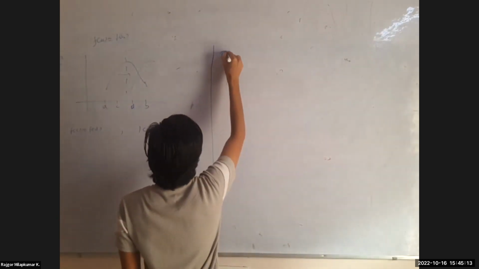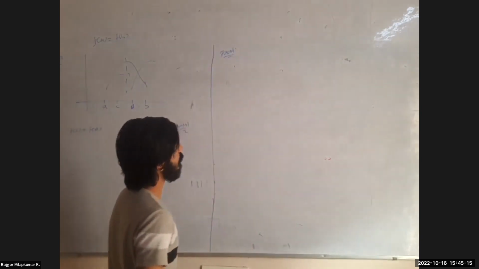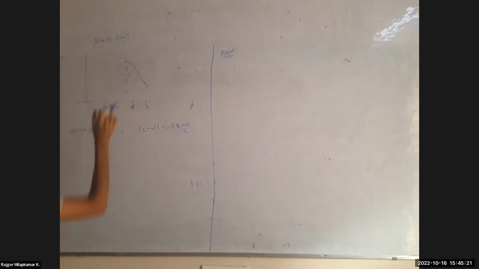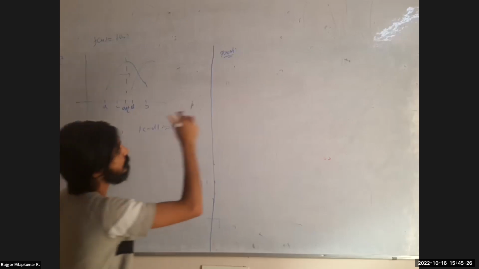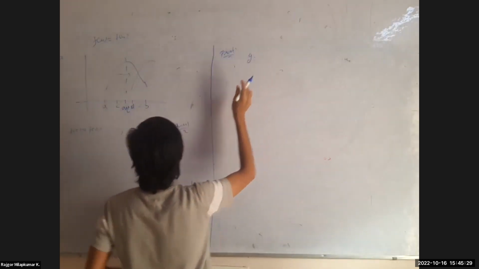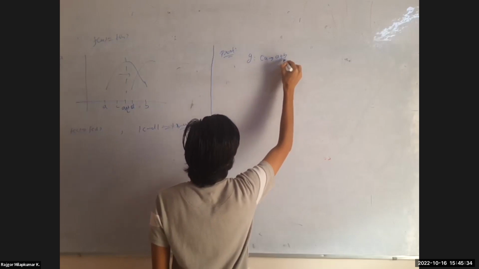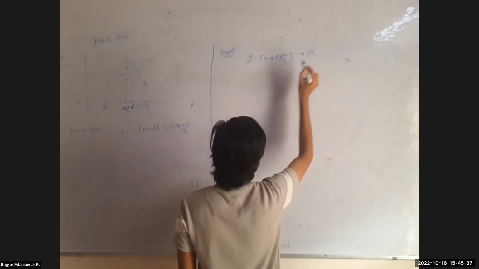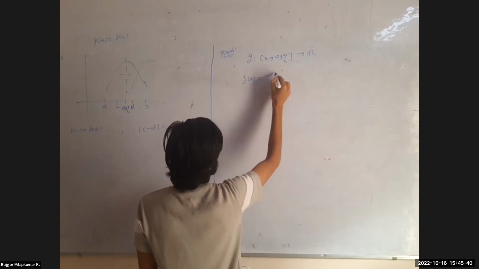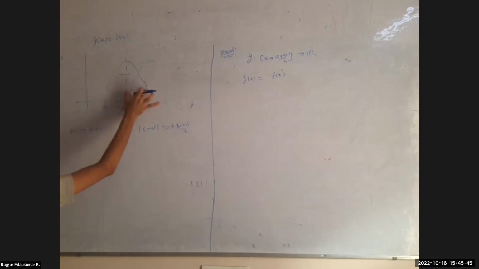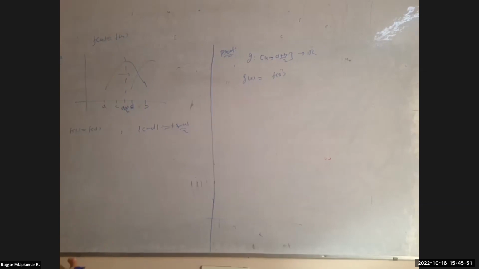So the proof is that you construct a new function, like we translated this. First we cut in half and then we translate this. So we construct a new function g from [a, (a+b)/2] to R, such that g(x) is f(x) minus f(x plus (b minus a)/2). Here you can either translate this to here or translate this to here. It will give you the same thing.